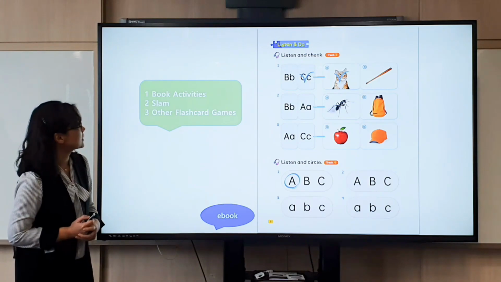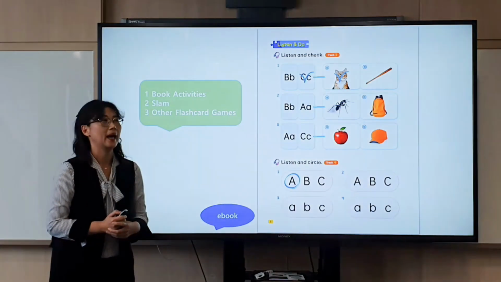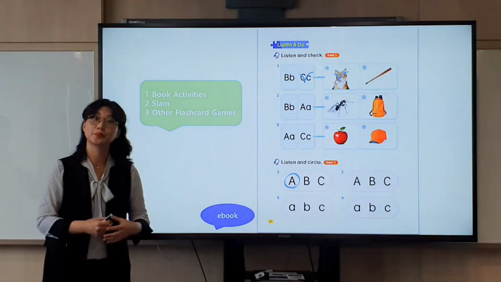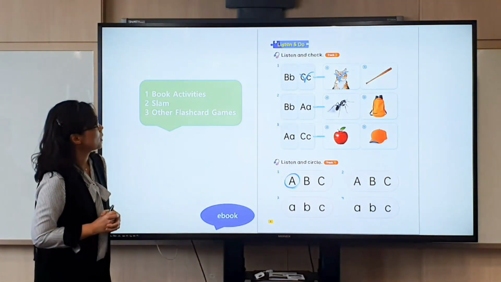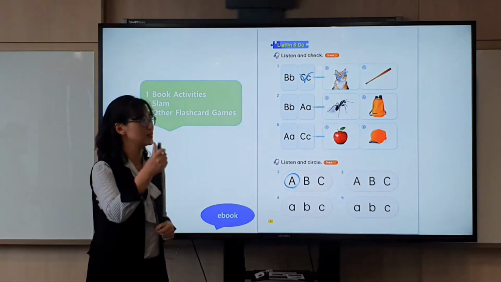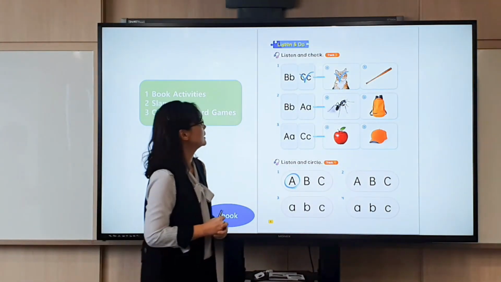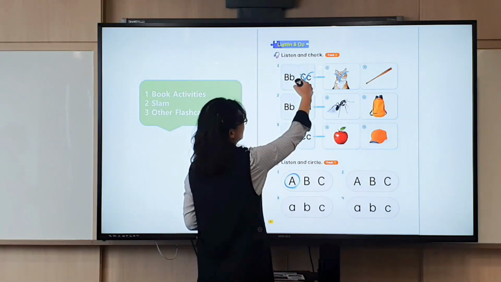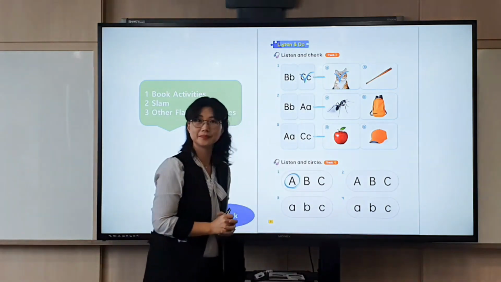So we have more activities. And to practice, we have to do a lot of activities, right? A lot of review. And this one, you'll have to listen and check. So you listen to the audio, and if it says k, cat, then you have to check k and cat.